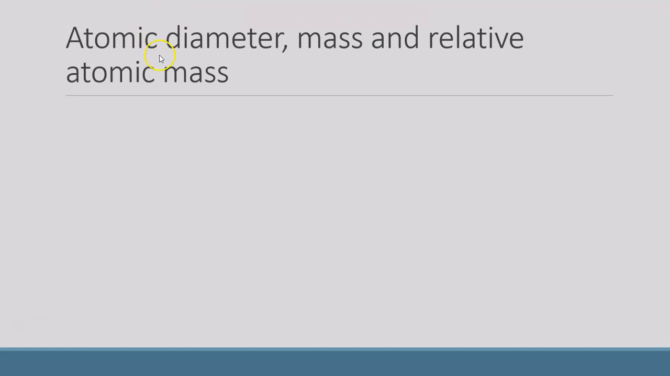The first thing that we need to understand is that atoms have really tiny diameters. What is a diameter? Well, if this is a circle, the diameter is a line from one end to the other end. Half of that length would be the radius. Atomic diameter is very small. The mass of atoms is also very small, which is actually why we rather deal with the relative atomic mass, which is what we're going to understand here.